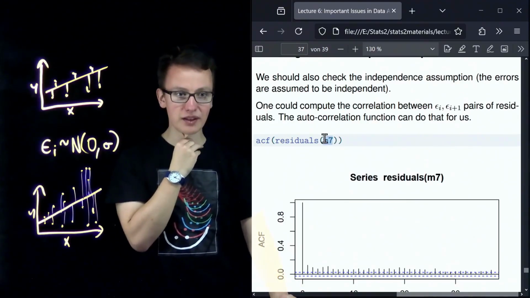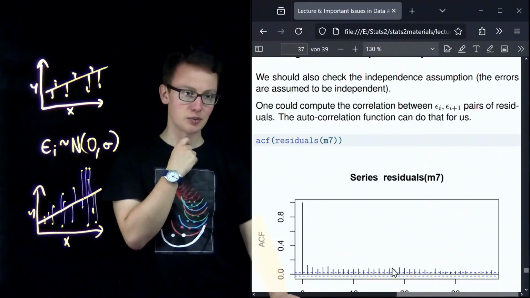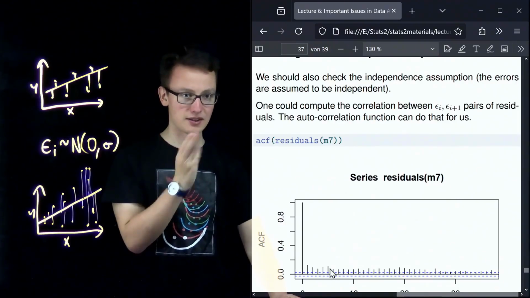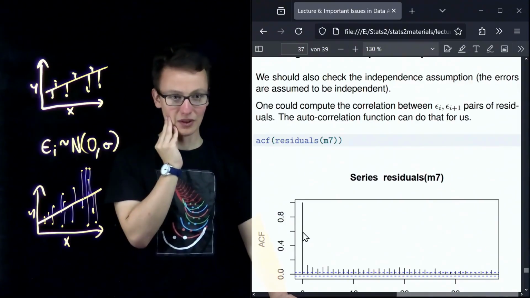Thanks to the fact that we have fitted a linear mixed model here in M7, we get a nice result which tells us that there are almost no autocorrelations happening, or they are very low, close to zero. Save for this one-off, okay?